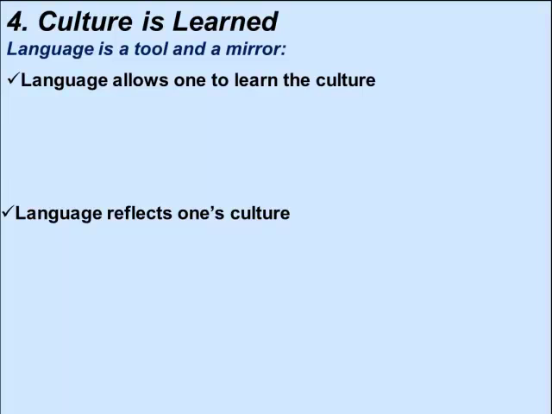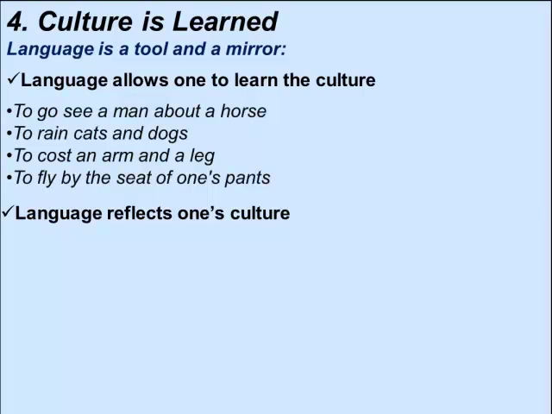They're called idioms. To go see a man about a horse. To rain cats and dogs. To cost an arm and a leg. To fly by the seat of one's pants. A foreigner may get pretty scared if you ask them to pay an arm and a leg. A foreigner has no way of knowing what in the world these sayings mean. As a child, you have the unique ability to subconsciously learn the meaning of these sayings without questioning them. As an adult trying to learn a foreign language, you will have to do some serious research to understand these expressions. You'll have to learn when and where they originated.